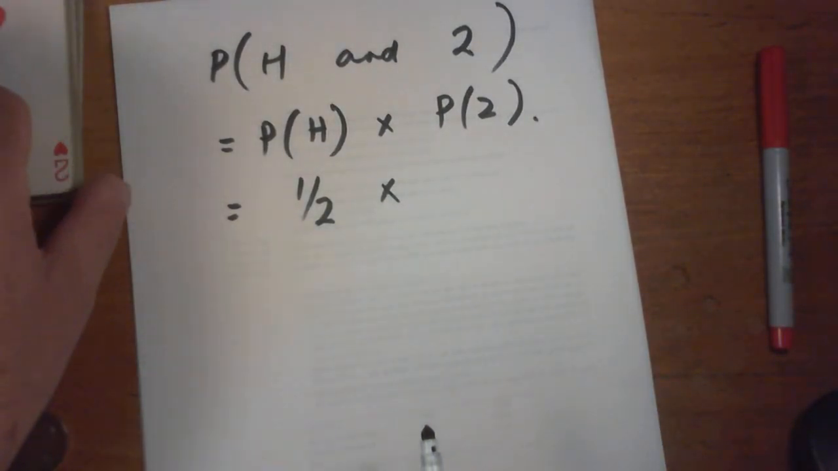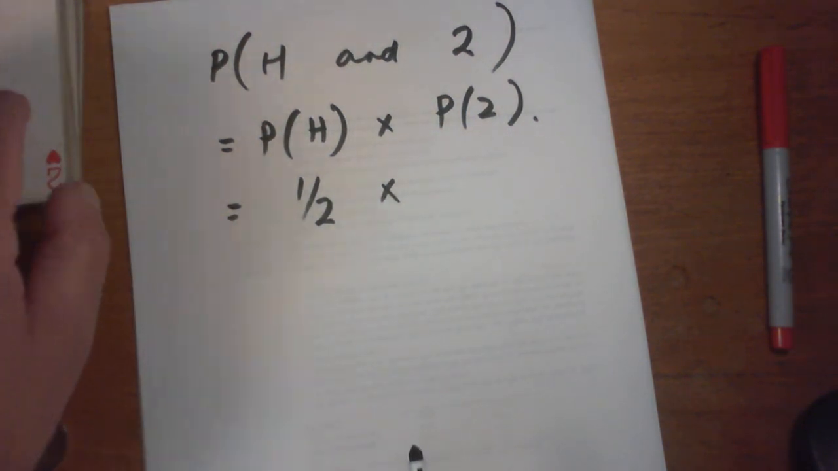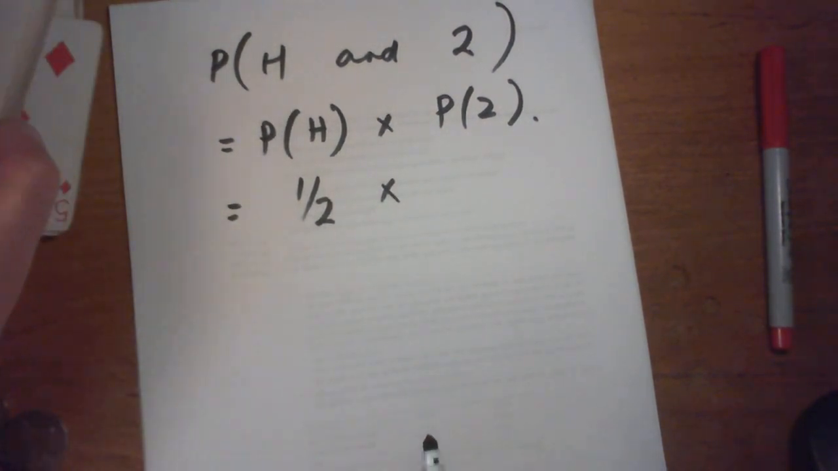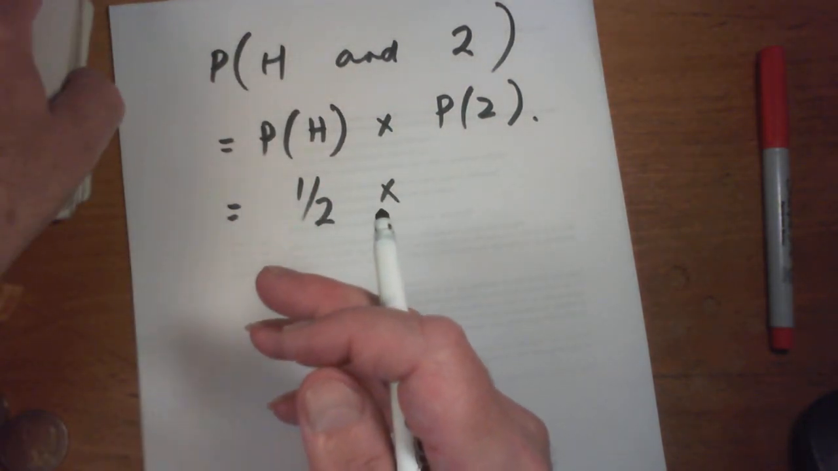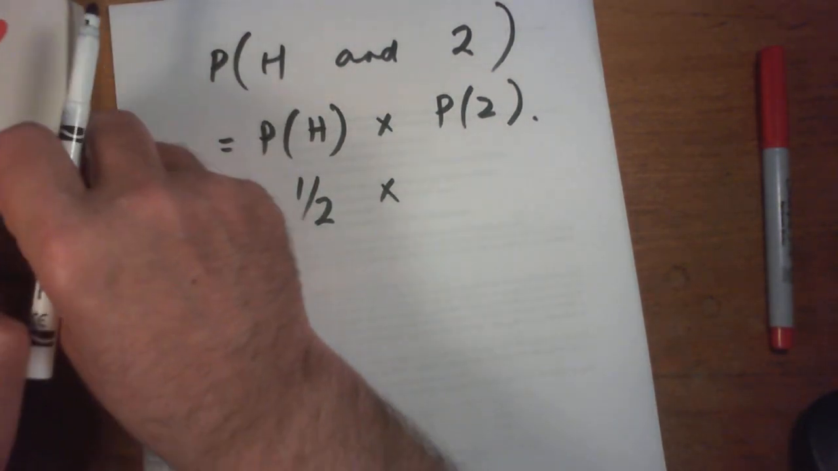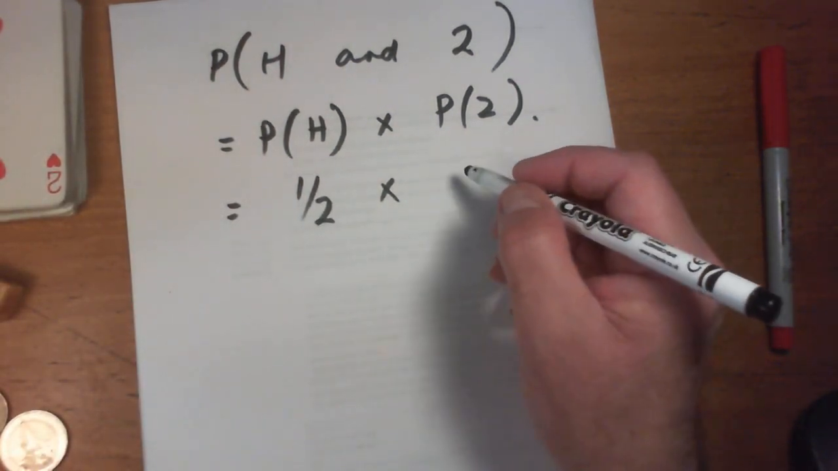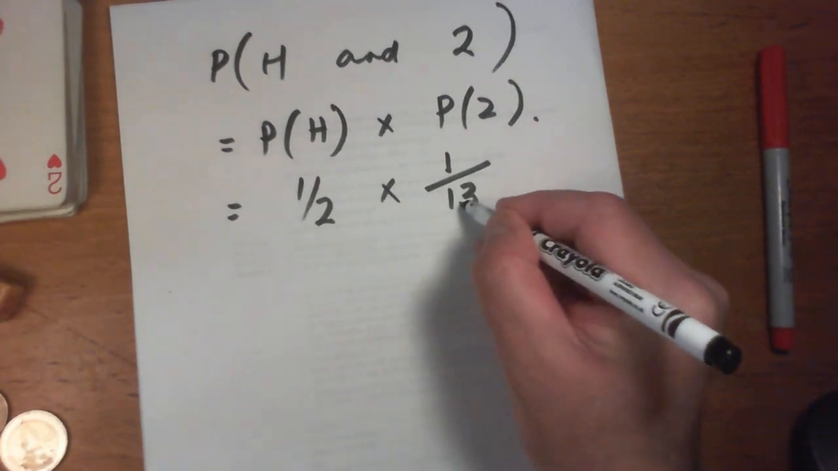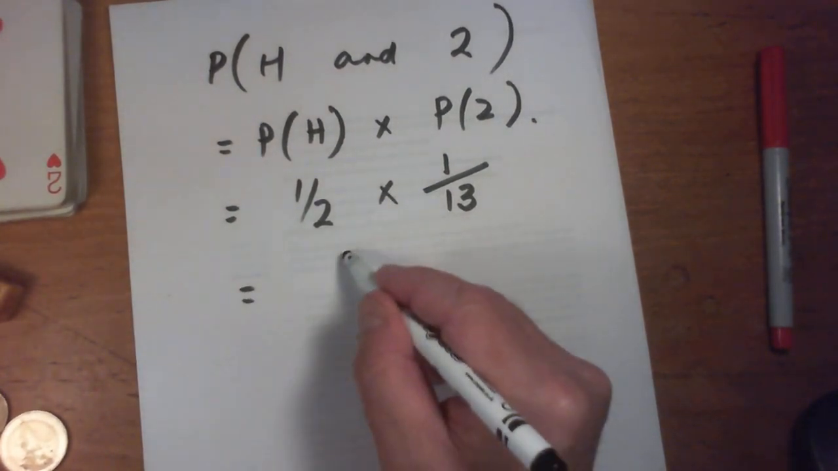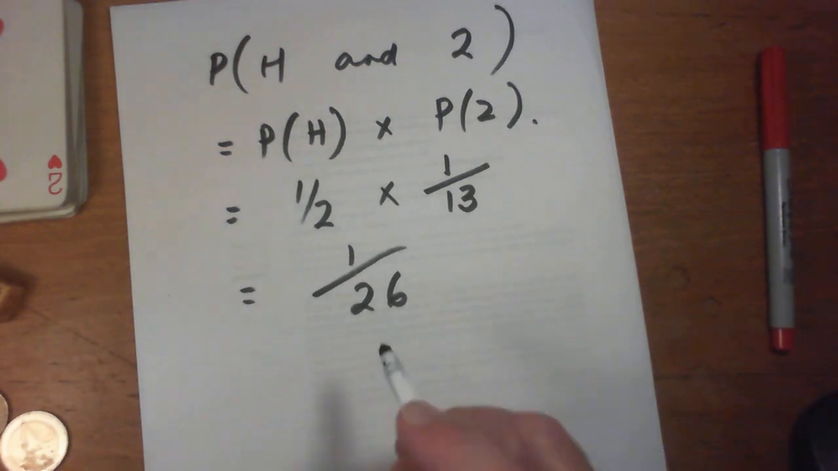The card I draw from the pack is unaffected by what I've thrown. You know, it's a case of drawing a card from this pack. What's the probability of getting a 2? Well, that's 4 over 52, which, if you can remember what I said before, is also equal to 1 over 13. So I'll just do that straight away. So that's 1 over 26. So I can mix probabilities like that.